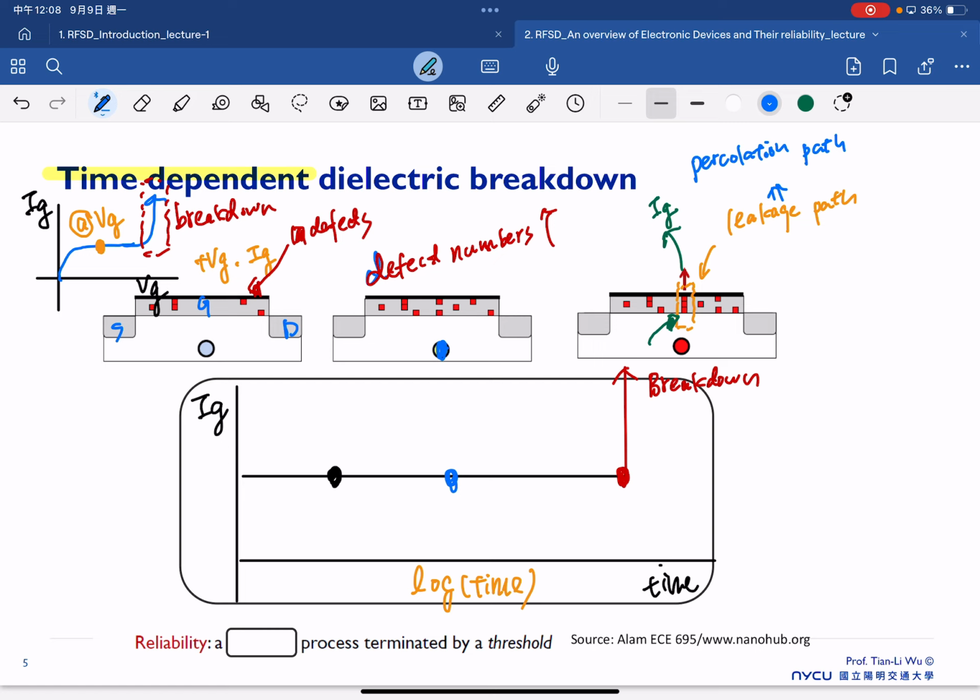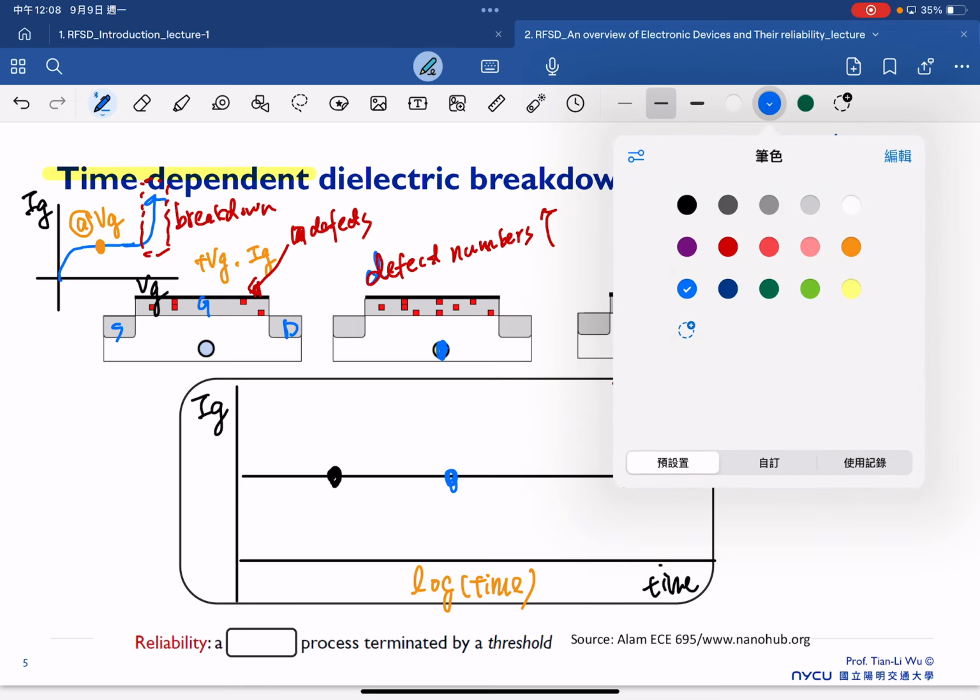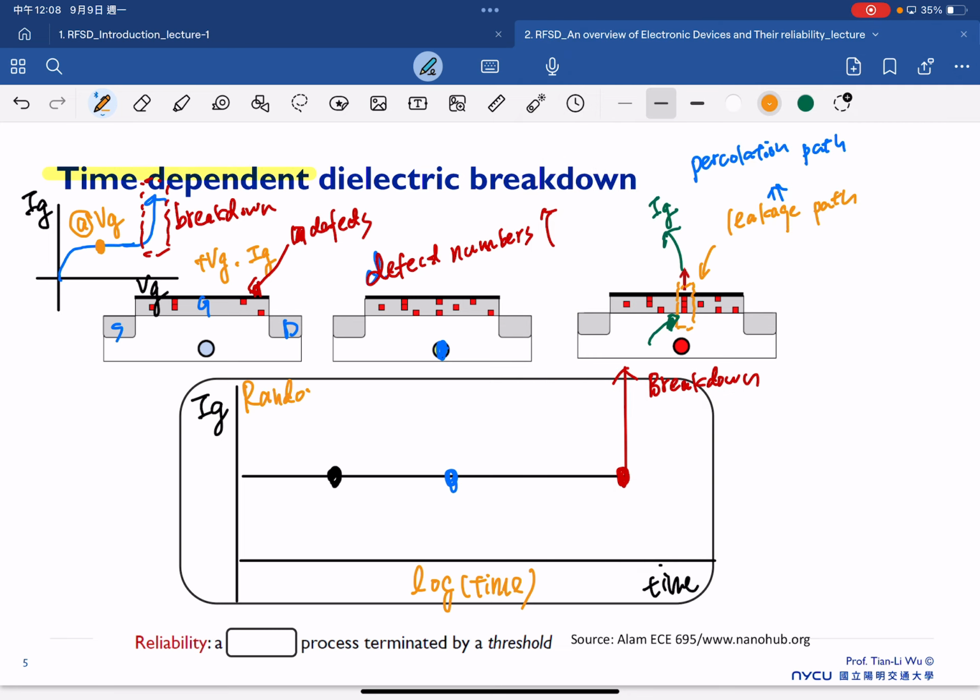And one thing we need to be careful about is that during this operation, the defects will generate up to a certain moment here. But the problem is the defect generation is random. So we have random defect generation. Therefore, when we analyze the TDDB, time-dependent dielectric breakdown, we also need to use a statistical tool. And the process of randomly generating defects up to a certain moment to form a leakage path is what we call stochastic.